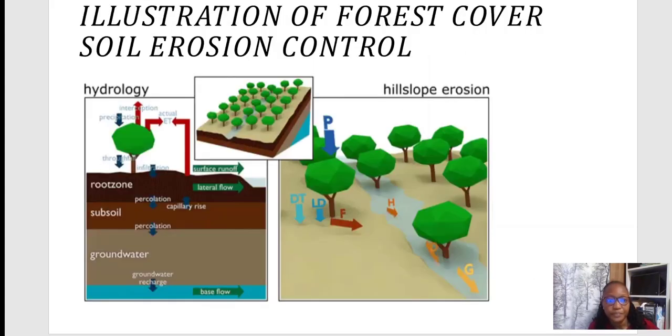LS factor. An illustration of the forest cover soil erosion control has been demonstrated there. Like I said, the grass plays a bigger role compared to forest, but because we'll be running the forest part of the models, the sub-model within the soil erosion control, I felt it's good to just look at how the root zone enables the percolation of the water and therefore slows down the movement of water. And in that case, also slowing down any soil erosion that could have taken place.